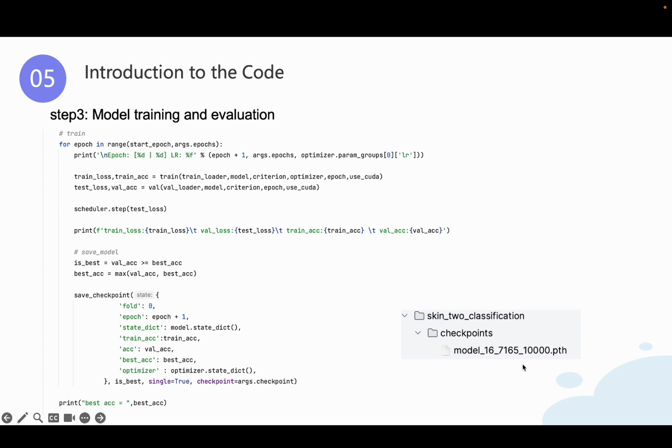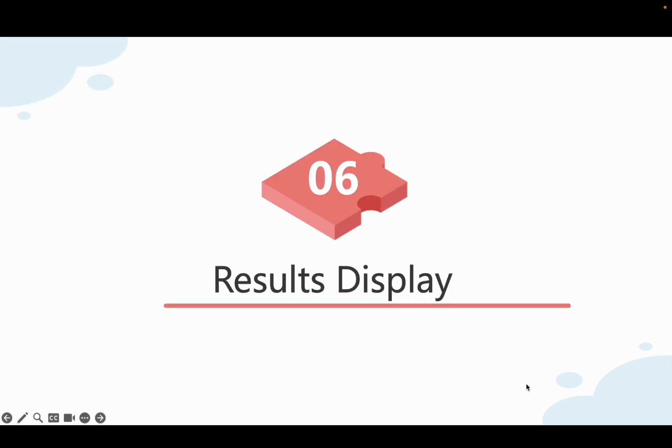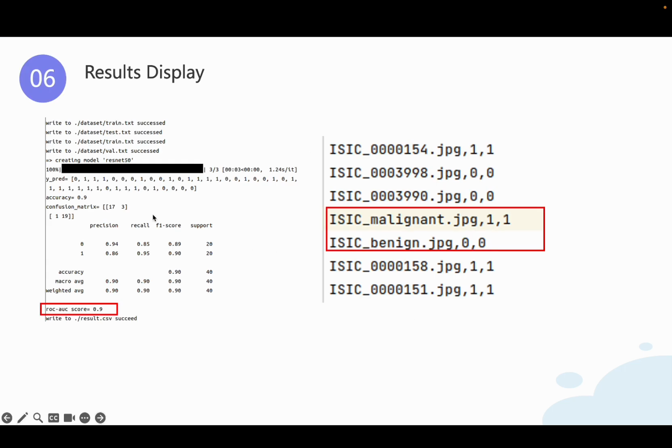In the picture, we can see we train on 200 pictures for 10,000 times. Now let me show you the results. The accuracy is 0.9, which means the model gets it right 90% of the time. And the confusion matrix is a table that helps see how well the model did on different classes. The numbers in the table tell us if the model did a good job or a bad one.